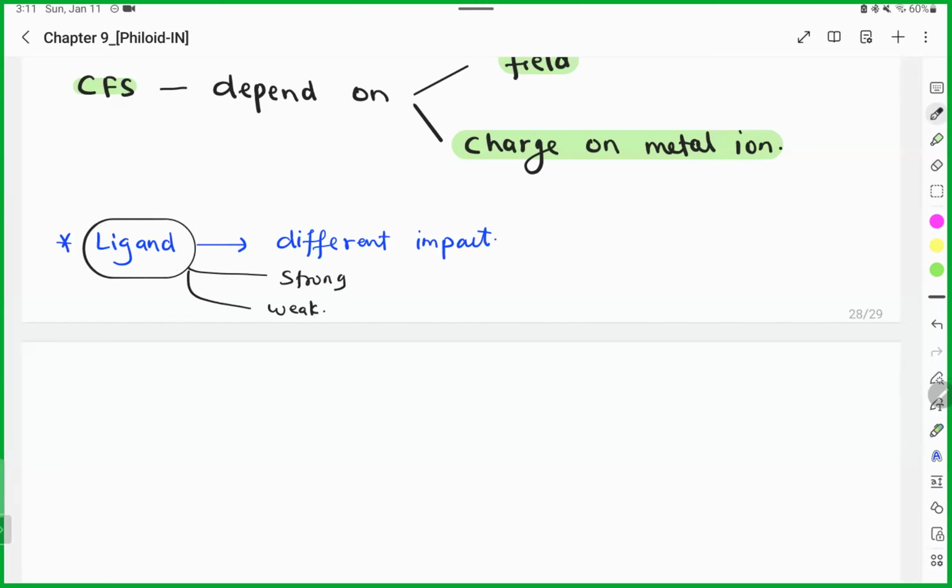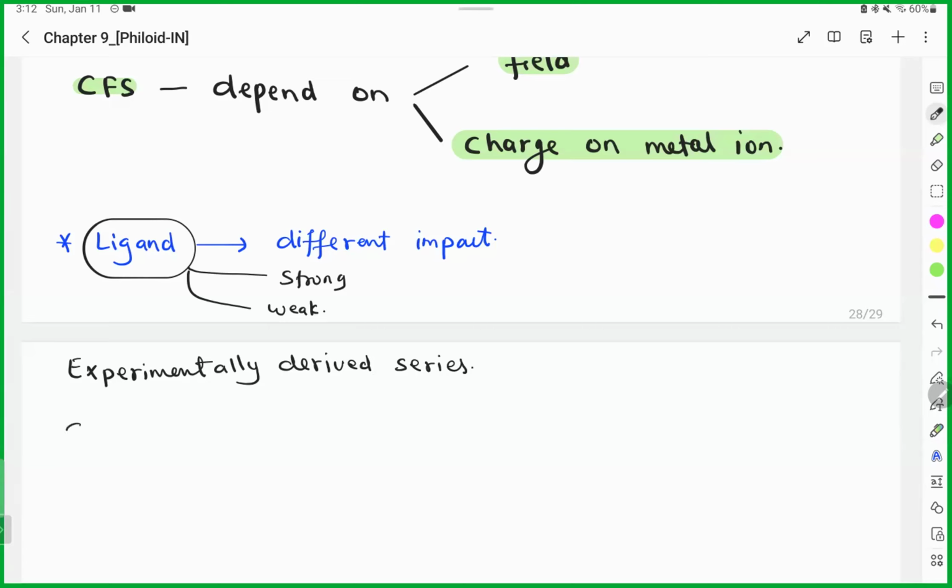Whether a ligand is strong or weak, you cannot simply tell by looking at them. You have to see their result. Make sense? So we have to do experiments to define whether a ligand is strong or weak. Experimentally we get a derived series, and in this series, we test different types of ligand and see what is their power.